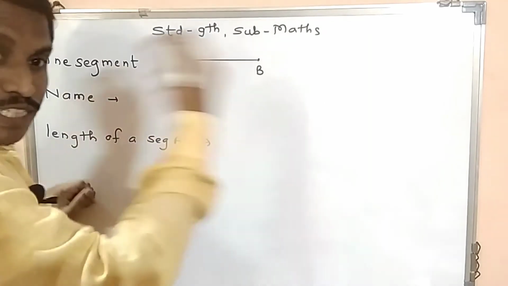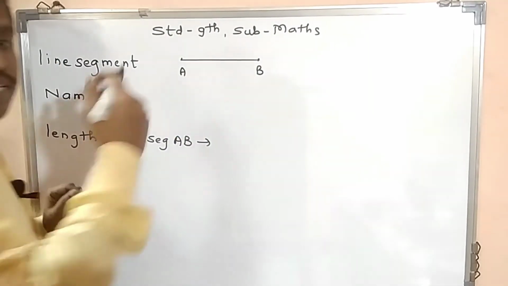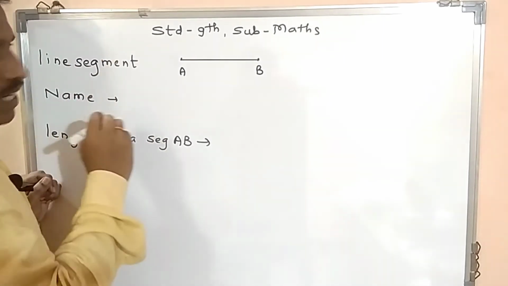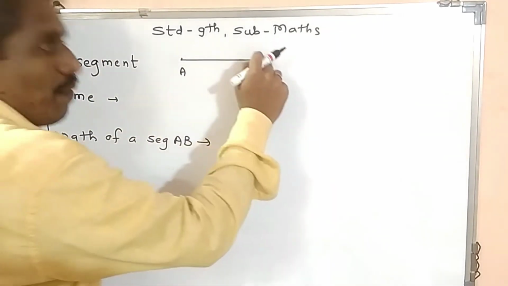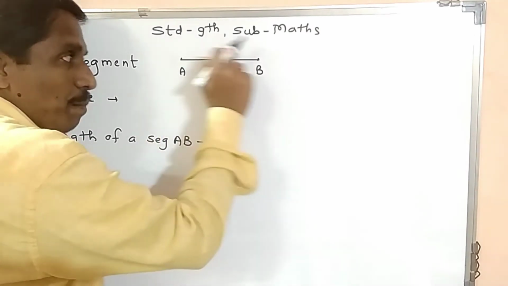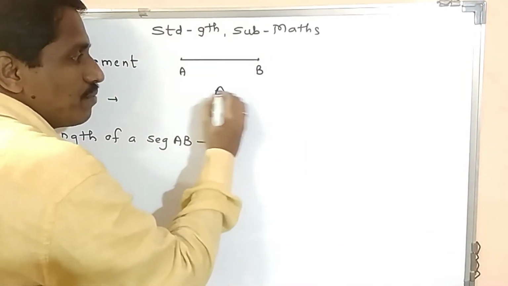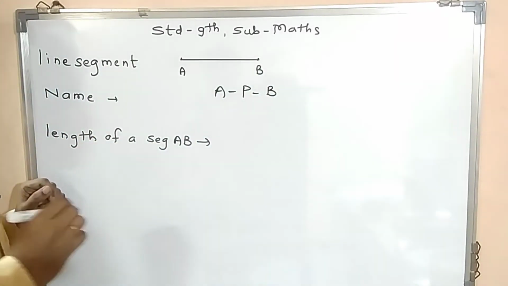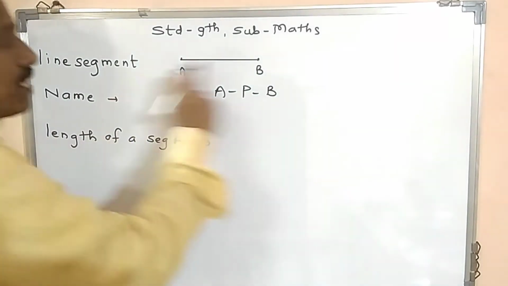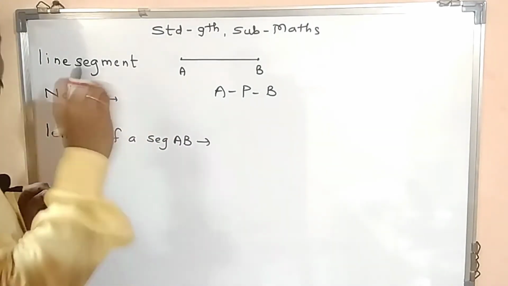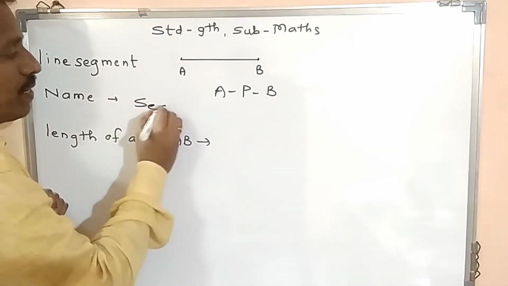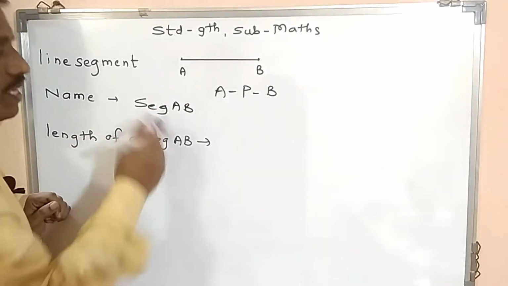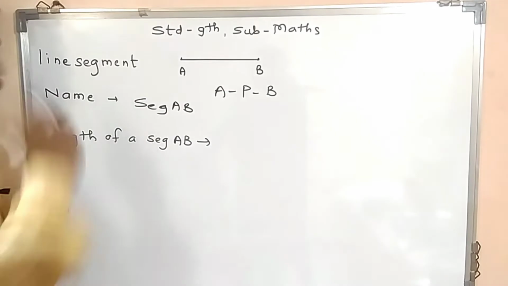In terms of set theory, how will we define a line segment? Line segment is a union set of point A, point B and all points which show the betweenness A-P-B. How will we label this line segment? Line segment in short will be labeled as segment. It can be segment AB or we can say it is segment BA.